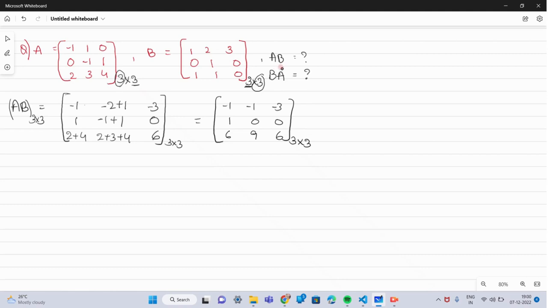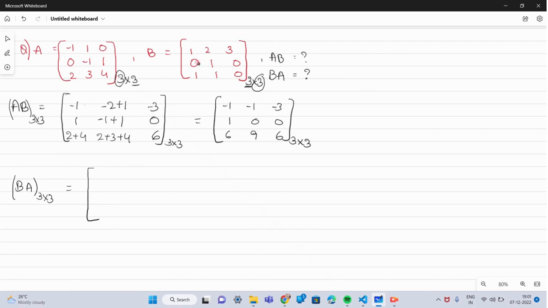So now, can we find B into A? Is it possible? Again, yes, because 3 cross 3 and 3 cross 3. Again, number of columns of B matrix and number of rows of A matrix are equal. So again it becomes the same order, 3 cross 3.